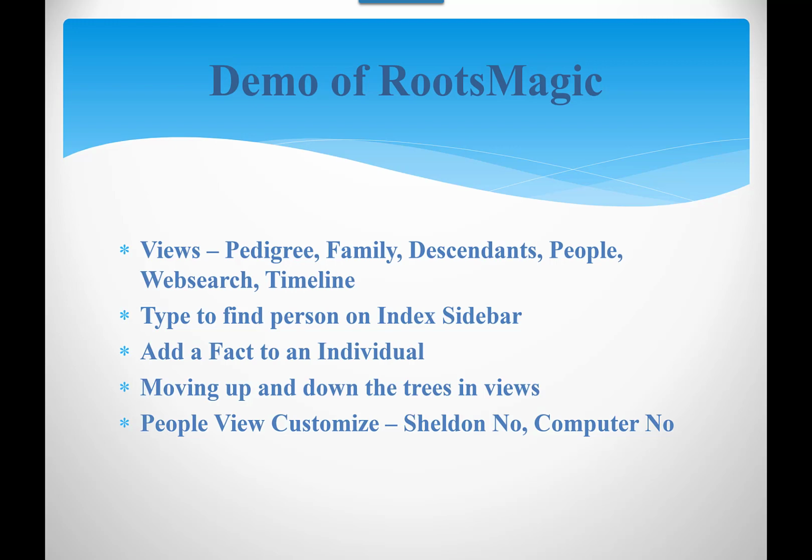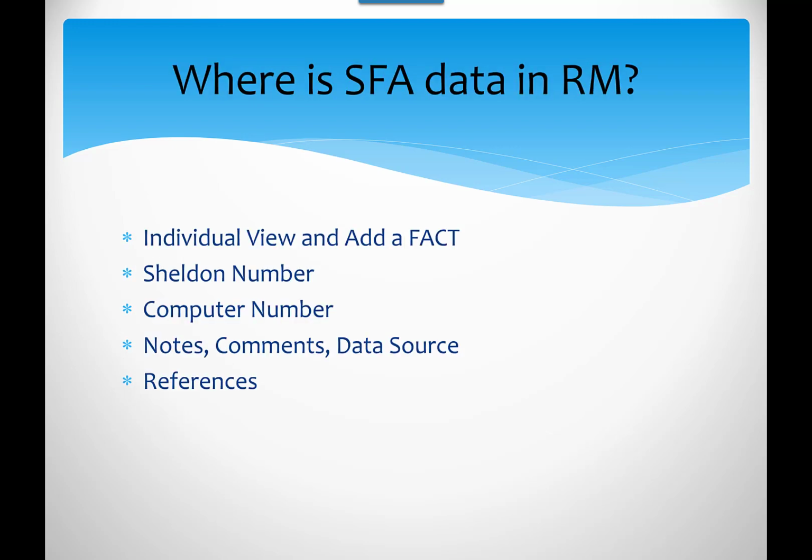RootsMagic had 5 different views. It had a pedigree, family, descendant, people, and you could jump between those and even jump to the web to search for people. Looking at your data in a different way made a huge difference in research and helping clean things up. All the Sheldon family old genealogy system data was captured now and transferred to RootsMagic, even with the problems, ready to go.